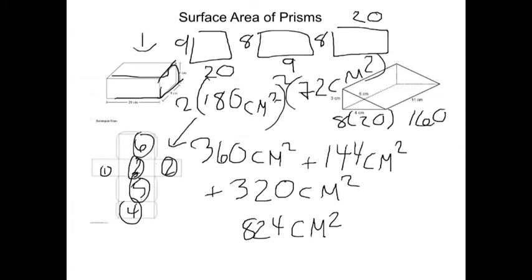But the formula, if you want to memorize it, and this is only for rectangular prisms, is 2 times width times length plus 2 times length times height plus 2 times width times height. That would be the formula, because you're doing exactly what I just said. You're taking 2 parallel sides' area and multiplying it by 2 for each pair.